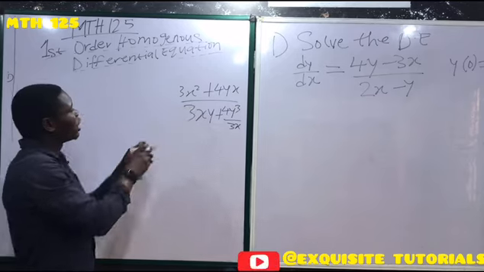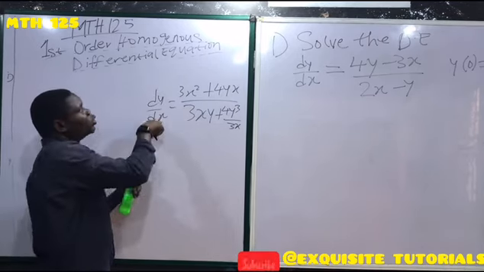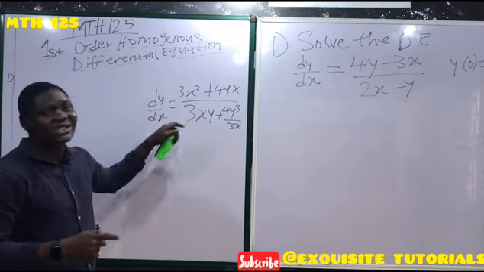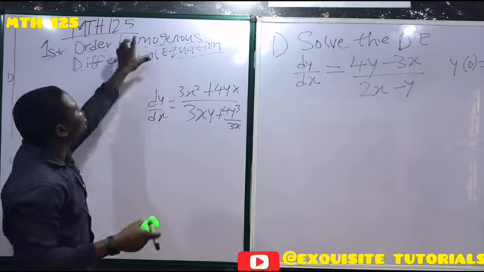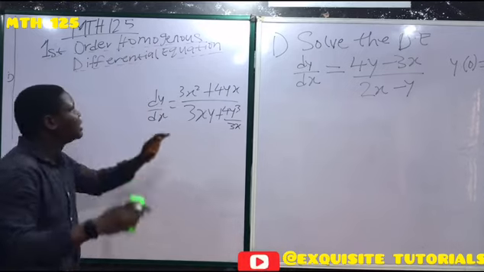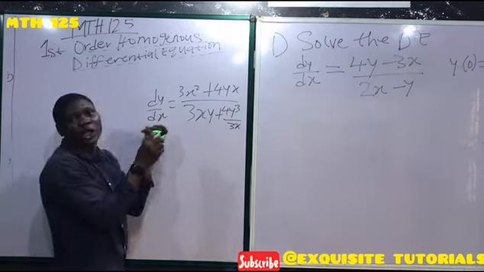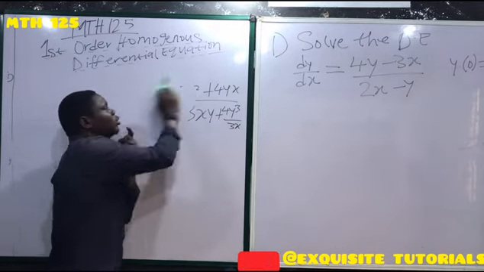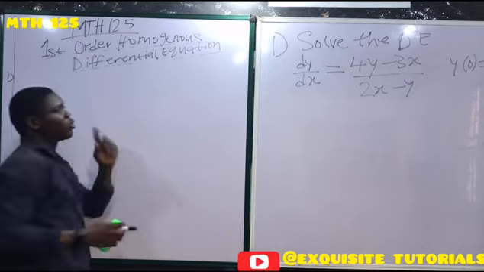This is a first order homogeneous differential equation of degree 2. Now that sum of the powers that you have gotten is what we call the degree of that homogeneous equation. That's not the degree of the differential equation. The degree of this differential equation is 1 and the order is 1. But the degree of this homogeneous differential equation is what we call 2.